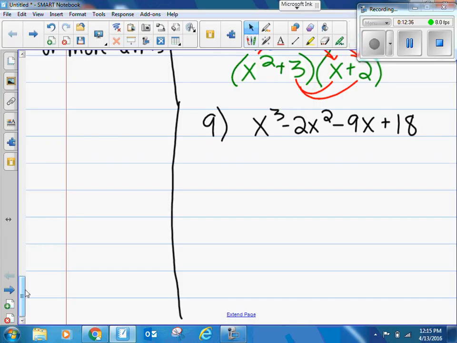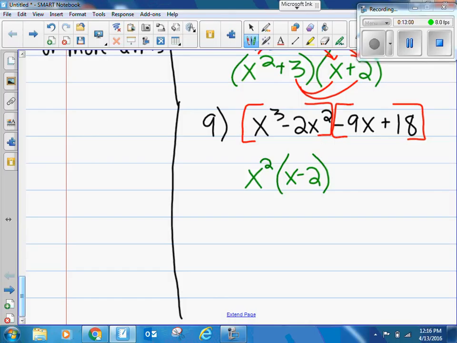Okay, so my first group is going to be right here. And my second group, I'm going to include that negative in there. So now I'm going to look at my first group and see what I can GCF. Well, I can take an x squared out of here. So I'm going to pull out an x squared, and I'm going to leave in an x minus 2.